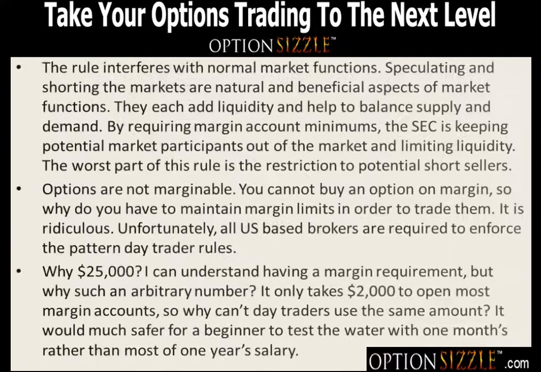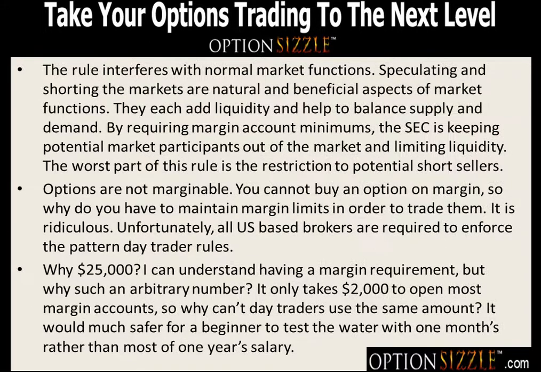This rule interferes with normal market functions. Speculating and shorting the markets are natural and beneficial aspects of market functions. They each add liquidity and help to balance supply and demand. By requiring margin account minimums, the SEC is keeping potential market participants out of the market and limiting liquidity. The worst part of this rule is the restriction to potential short sellers.